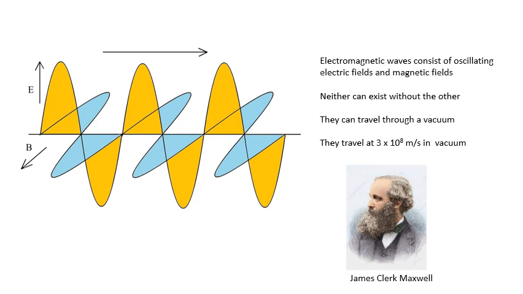They can travel through a vacuum, so they don't need a medium. In a vacuum, they travel at 3 times 10 to the 8 meters per second. And that guy there, James Clerk Maxwell, a very, very clever bloke, he actually worked out the speed of electromagnetic waves before anybody measured it successfully. And this idea of an oscillating electric field at right angles to an oscillating magnetic field is why they're called electromagnetic waves.